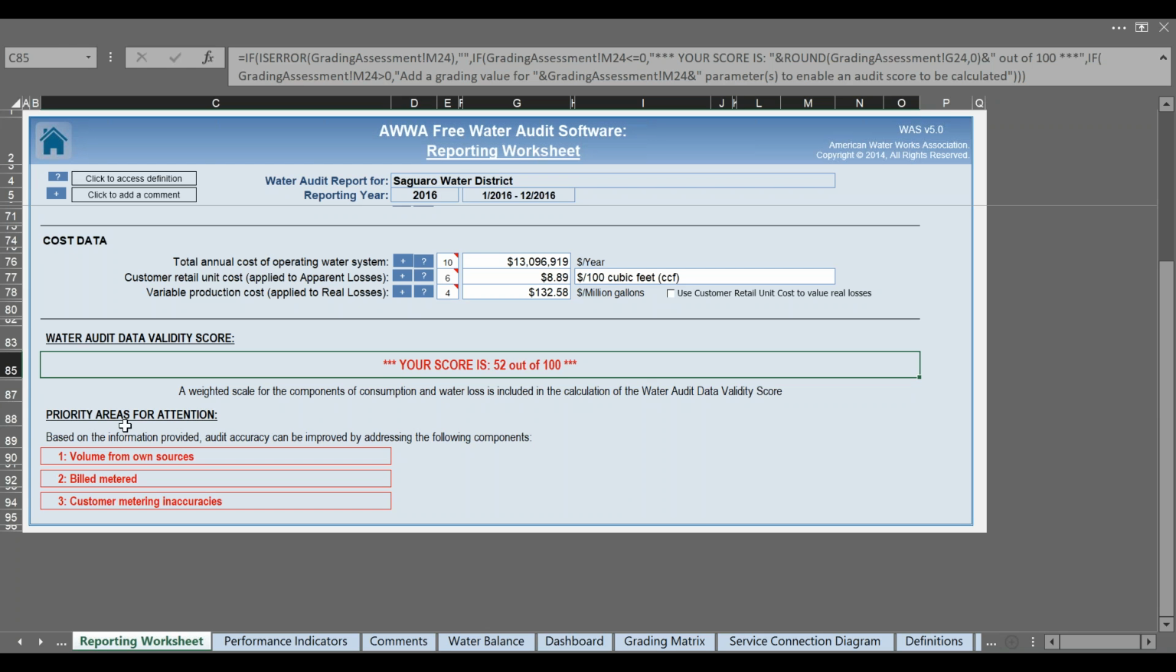And finally, we see down here at the bottom these priority areas of attention. And these serve as a guide to the user of the most important areas needing data validity improvement.